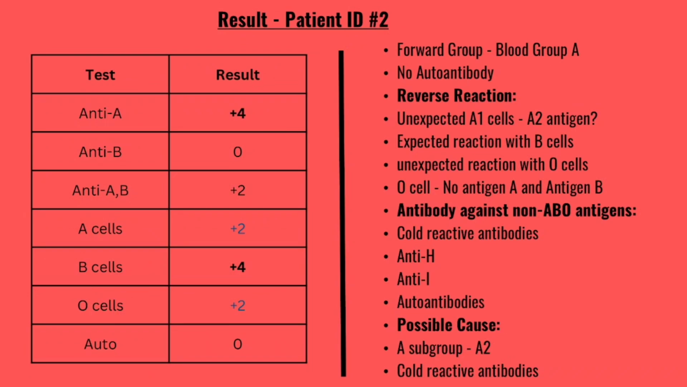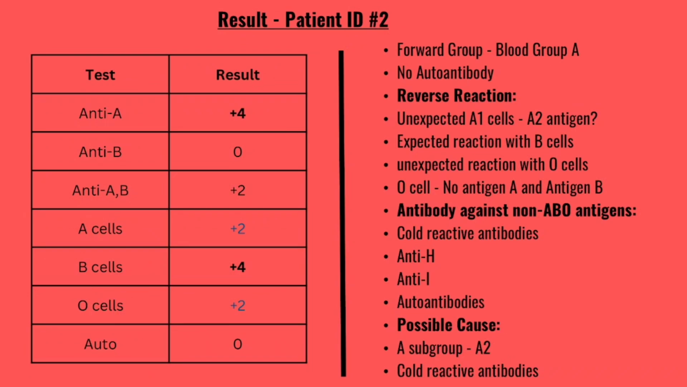However, the weak reaction we are seeing in A1 cells, and the weak reaction we are seeing in O cell, could be due to cold reactive antibodies like anti-H or anti-I, as the case may be. Or it could be that this patient is not A1, it could be A2 subgroup of the blood group A. Does that make sense?